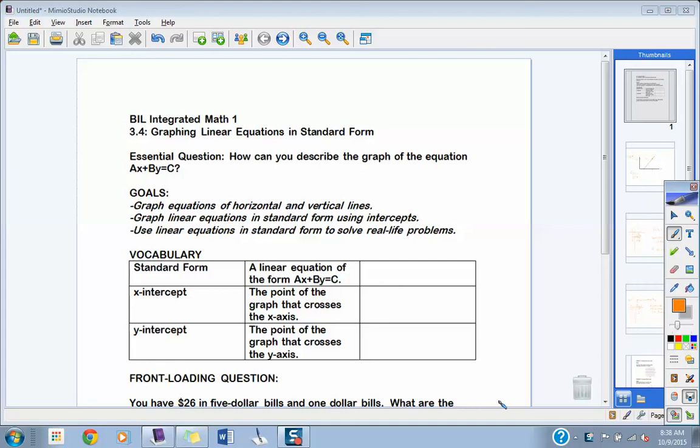Guys, pretty simple stuff today, honestly. We're going to talk about a certain type of form of an equation. We're going to talk about some of the characteristics that help us graph that equation, and then apply some of this stuff to real-life settings. Guys, 3.4 is titled Graphing Linear Equations in what we call something very important in math, standard form.